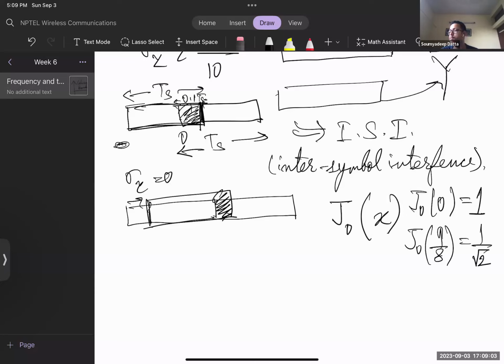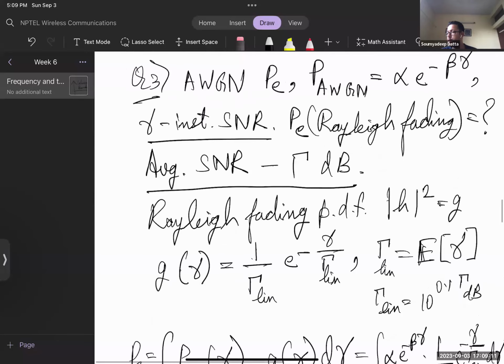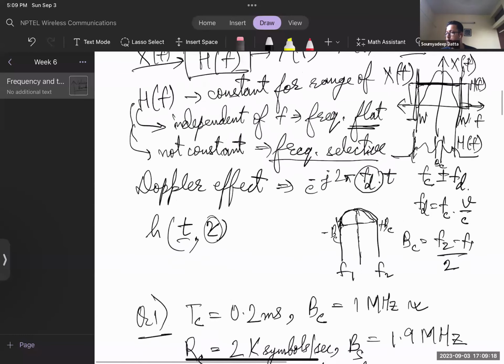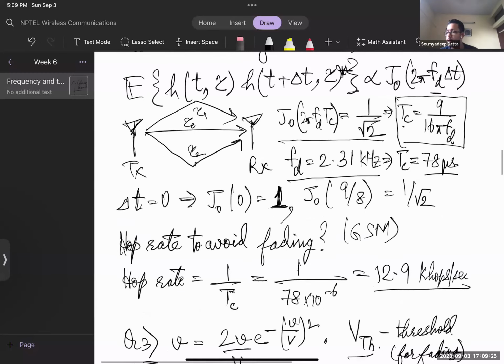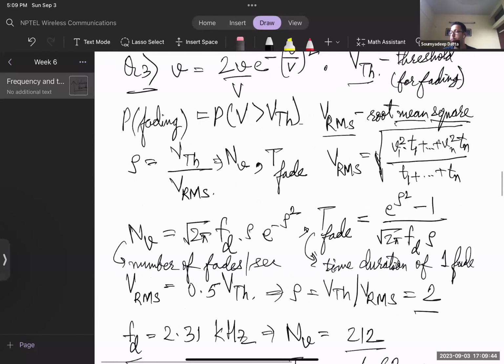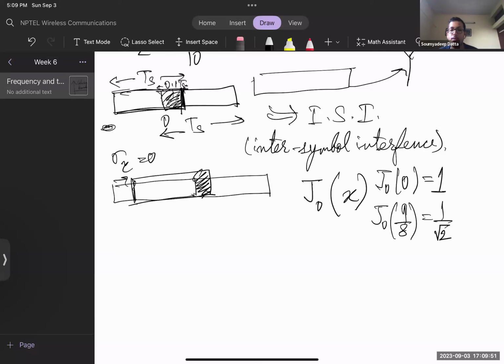So accordingly, since the value at 9/8 is 1/√2, that is why you have defined your Bessel function over here. You want your channel correlation to remain within 1/√2. You know that the value of J0 at 9/8 is 1/√2. So if you put 2 pi FD TC equal to 9/8, then you'll get TC. It is like this because it comes through the derivation that the channel correlation across time is in the form of a Bessel function, which is a standard function with standard values.